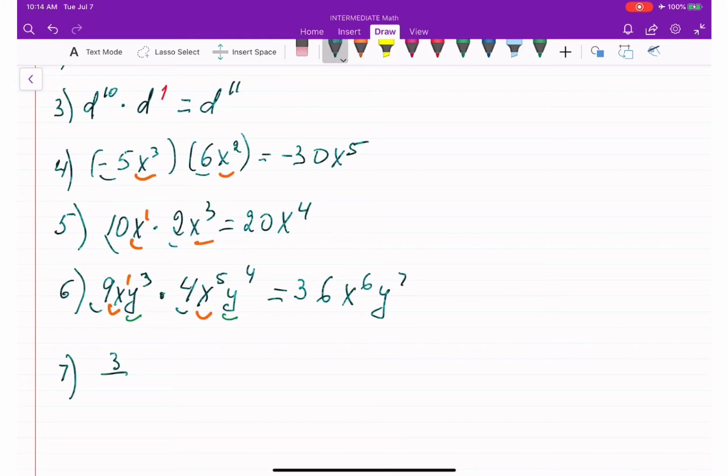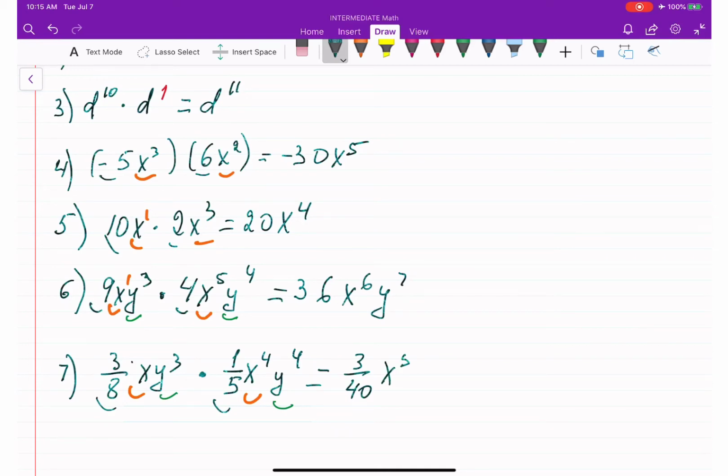3 over 8 xy cubed times 1 over 5 x to the 4 y to the 4. Okay, again 3 over 8, 1 over 5, and x multiplied by x to the 4, and then y cubed multiplied by y to the 4. So what we are going to get is 3 over 8 times 1 over 5, which is 3 over 40, and then x times x to the 4 is x to the 5, and y cubed times y to the 4 is going to be y to the 7.